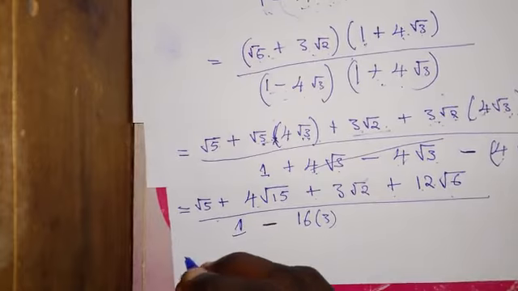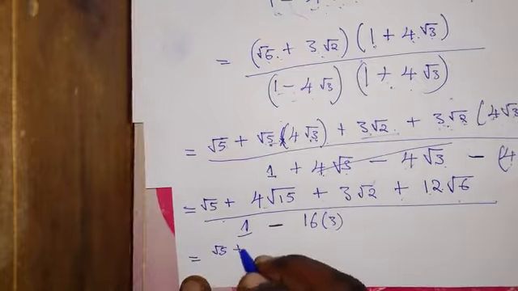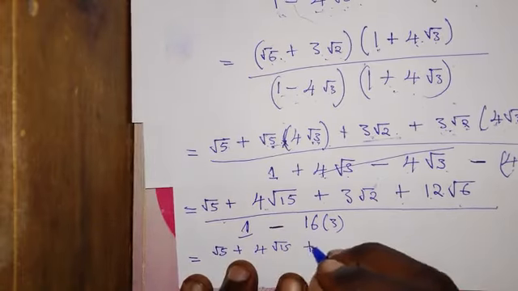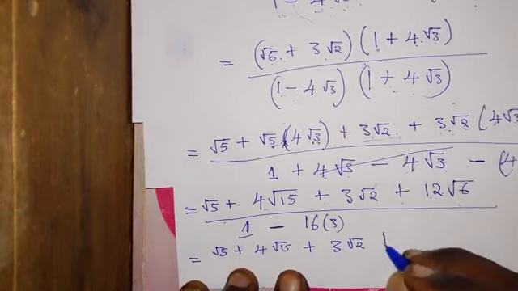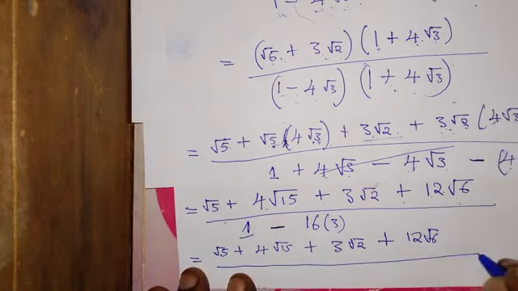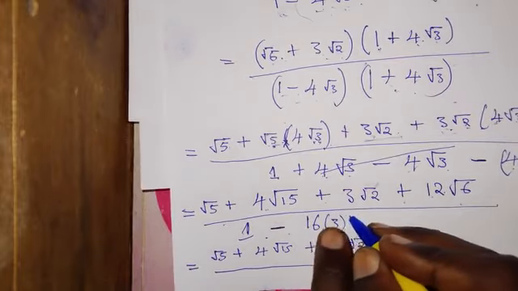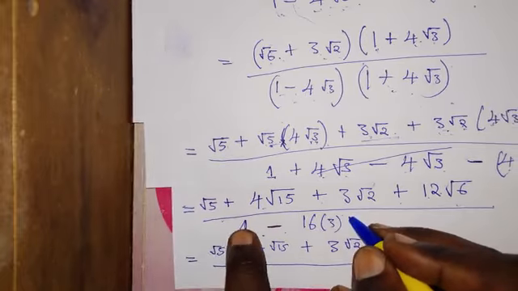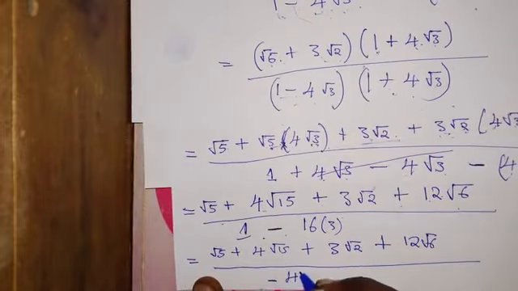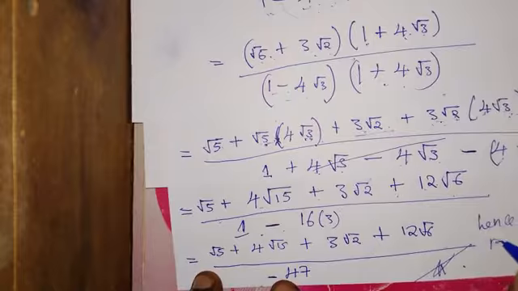So by the end of it all, what am I going to have? I'm going to have root 5 in the numerator plus 4 root 15 plus 3 root 2 plus 12 root 6 over 1 minus 16 times 3. 16 times 3 is 48. So 1 minus 48 is negative 47. This is your answer. Hence, rationalized.